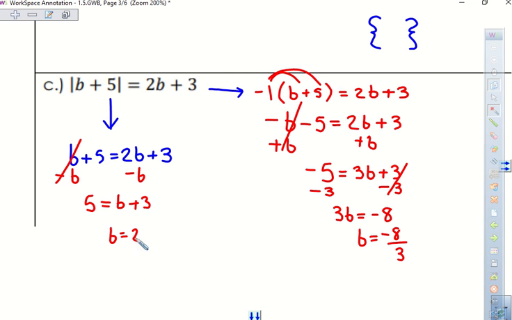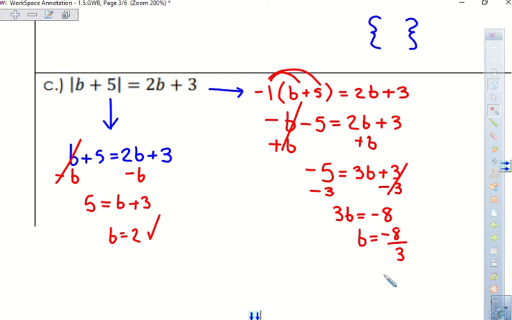So this one is easy. We can plug in the 2. What's 2 plus 5? What's the absolute value of 7? What's 2 times 2? What's 4 plus 3? So this one's good. This one's a little bit harder to plug in, right? So to plug that in, I'm going to put it in the calculator instead.